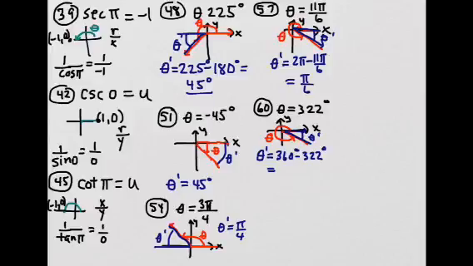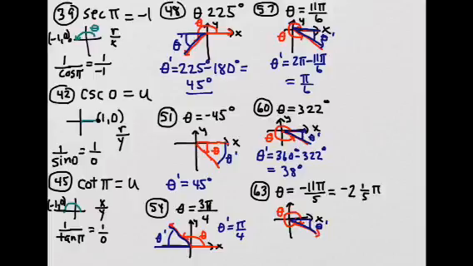Here's angle 322, again the outside angle, and we're looking for that measurement. So it's going to be 360 minus 322, so that's going to give us 38 degrees for our reference angle.